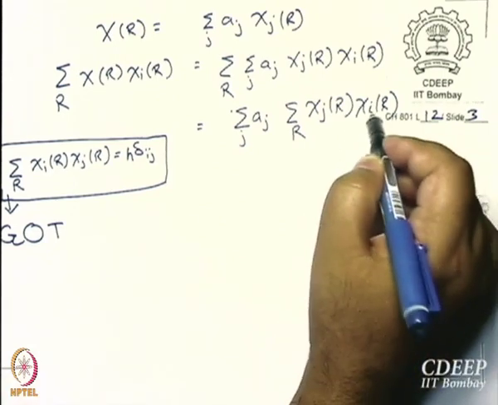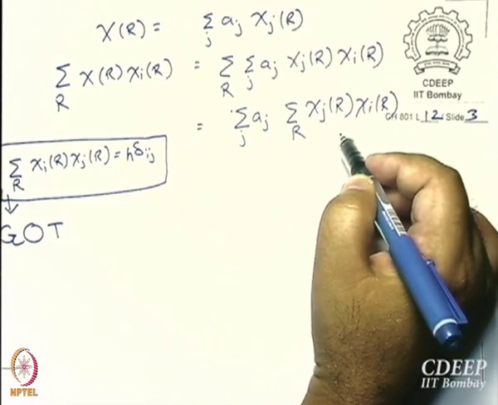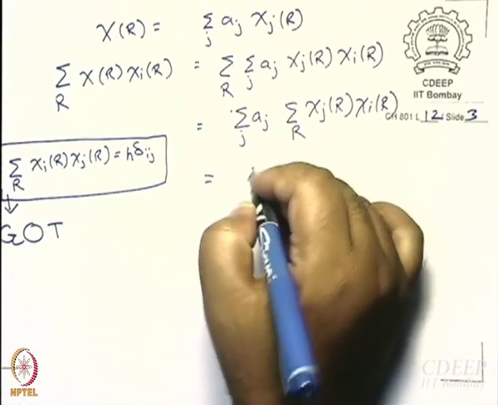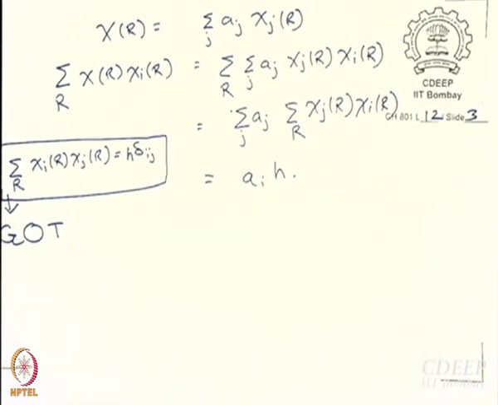See, which one is the specific value? I is a specific value. J is the variable. Okay, so J is going to go from 1, 2, 3, 4, 5, 6, and I is something. So, what are the terms that will survive? Only chi I of r. Only that will survive. Which coefficient will survive? Only ai, right? So, will you allow me to write it like this? ai into h, right? That is a nice relation.